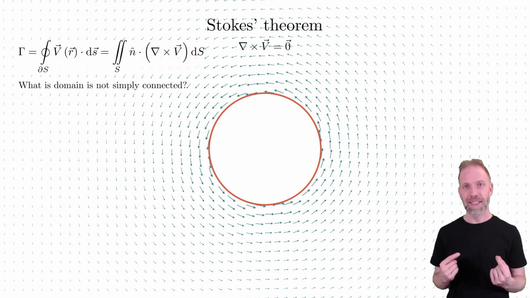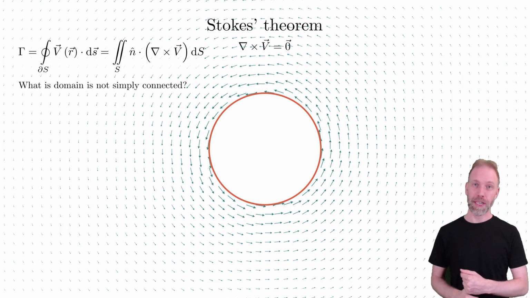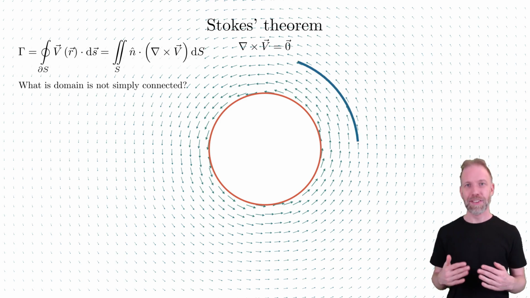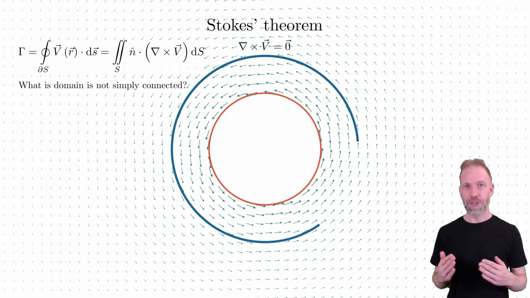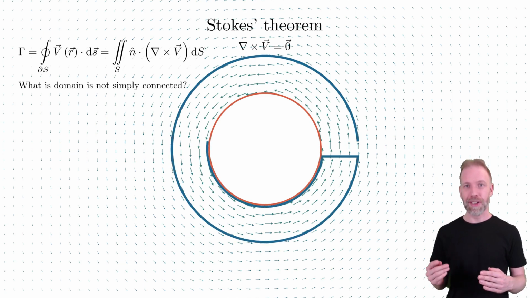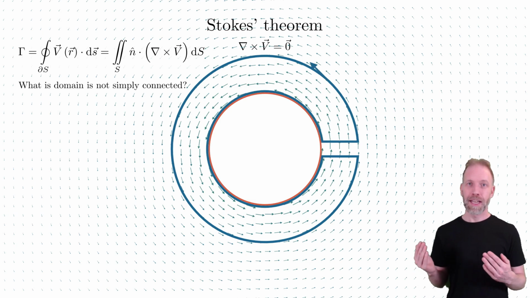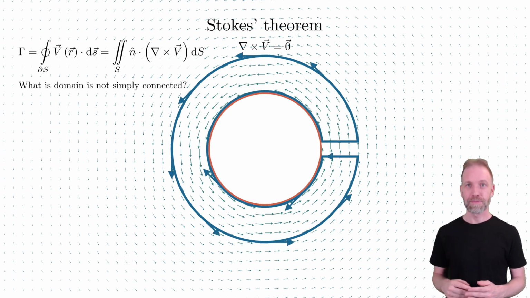Then the question is, what can we do if we have a hole in the domain? A classic case is to define a closed boundary as the blue curve. We will make one circle in one direction, then move into the hole and make a circle in the opposite direction. The region inside the blue curve is now simply connected, as the hole is outside the curve, and Stokes is valid.